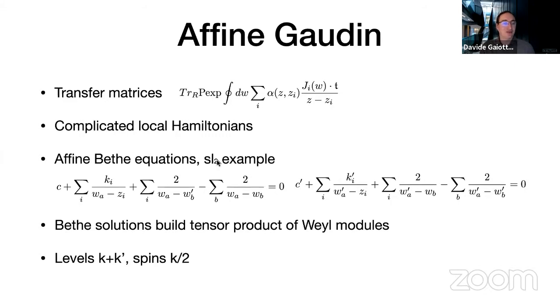So the Bethe equations look very similar to the one for the finite case. For example, for the affine SL2, I'm writing them here. Essentially, they are modeled on the Cartan matrix for affine SL2 instead of being modeled on the one for finite SL2. And if you just start solving these Bethe equations in simple examples and counting the number of solutions, you see that slowly you're building up something that looks like a tensor product of Weyl modules for a Kac-Moody algebra. There are various parameters here you can play with. For example, these K_i integers control the spin of these Weyl modules. The sum of K plus K prime controls the levels of the Kac-Moody currents, and so on and so forth.